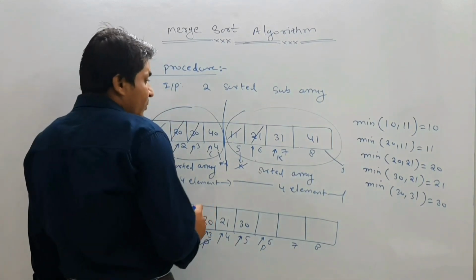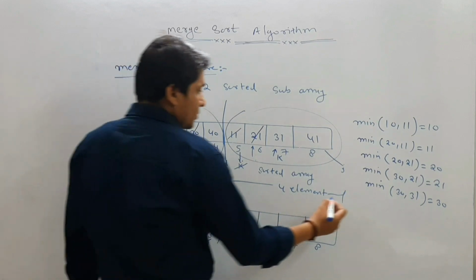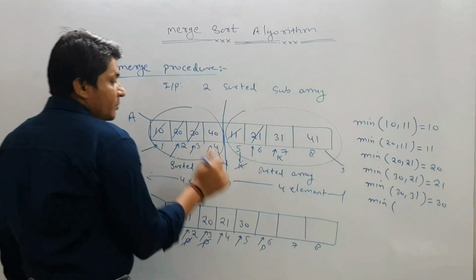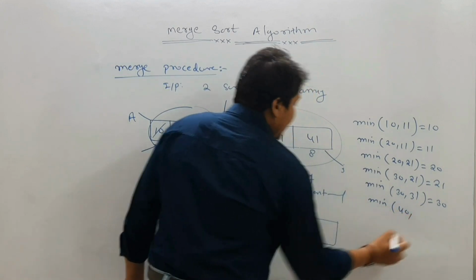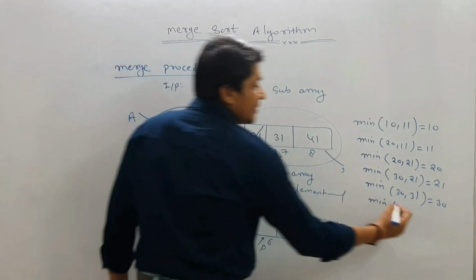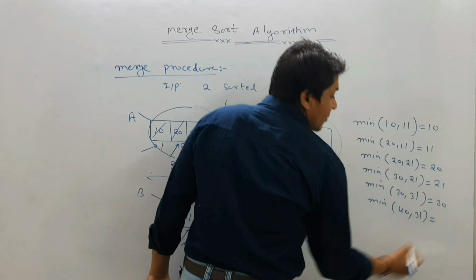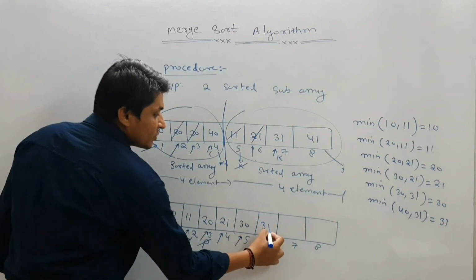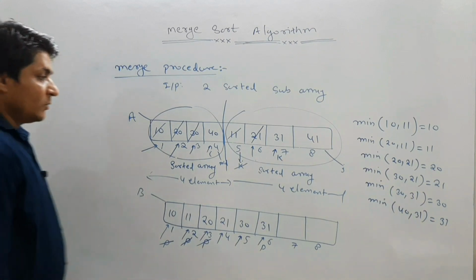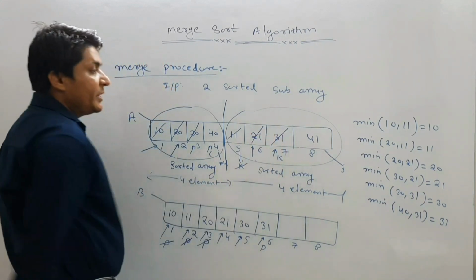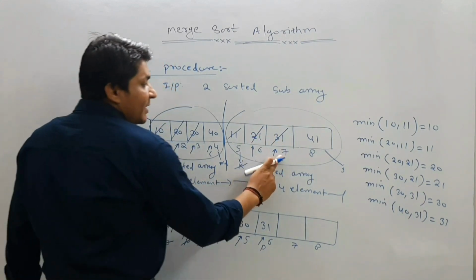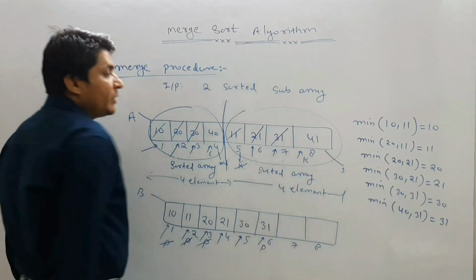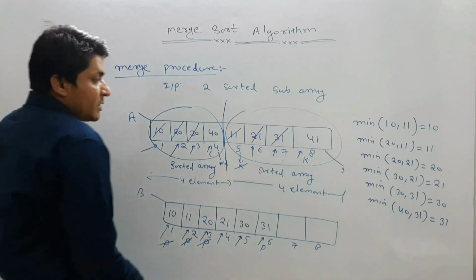Now again we are going to find the minimum. i is pointing to location 4, which is 40, and currently k is pointing to 31. Which one is minimum out of these two? 31 is minimum. So 31 will be copied here. I have copied 31 here. So now let us increment the value of k. So k will start pointing to the next location, which is index number 8.